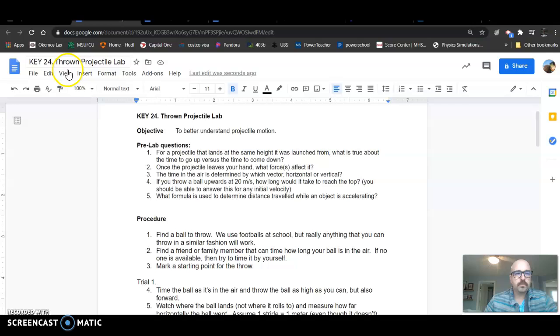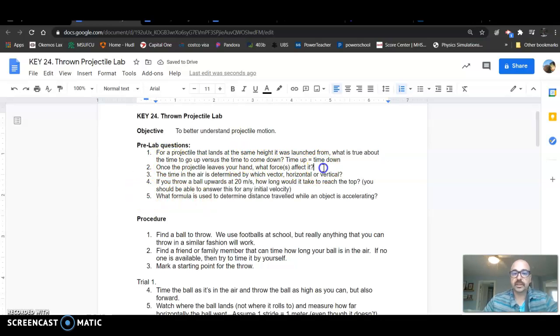I'm going to post this key for the Drone Projectile Lab as we're getting ready for Assessment 3 next week. So some pre-lab questions. Some of you forgot to do these, but real important stuff. So projectile lands at the same height it was launched from. The time up versus the time to come down is the same. So time up equals time down.